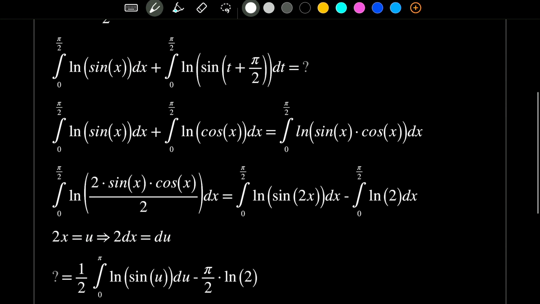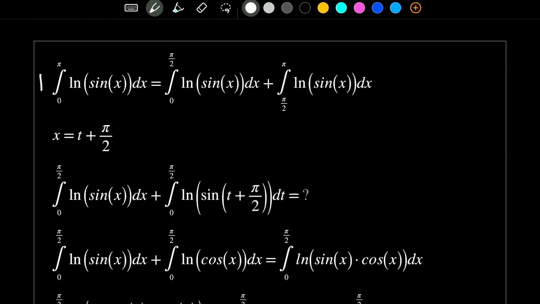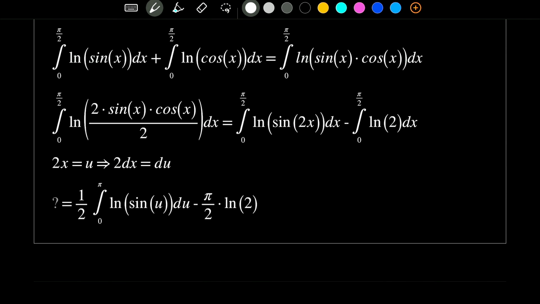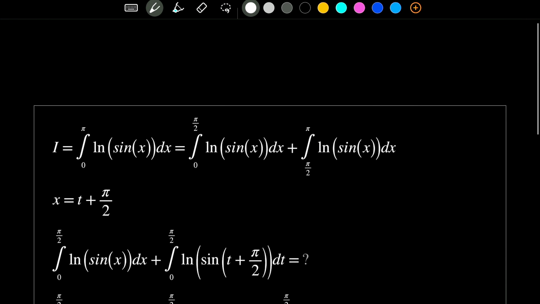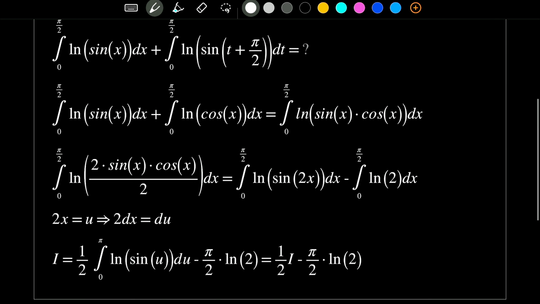Now the final thing we have to notice is that this integral, let's say we call it I, is actually the same integral as the one we've got here. So I equals a half times I minus pi over 2 times the natural logarithm of 2. If you can't immediately see that, let's just think about u and x as interchangeable here, and then you can see that these integrals are completely comparable to each other, and there's actually no difference.